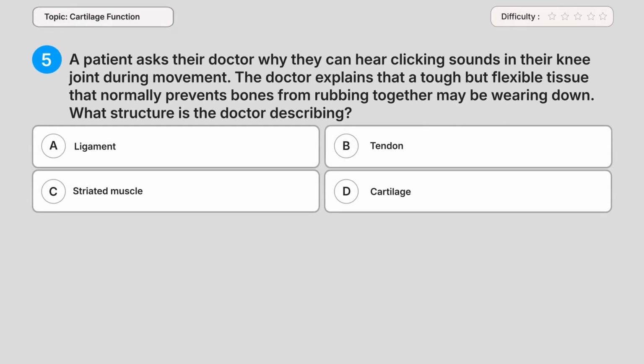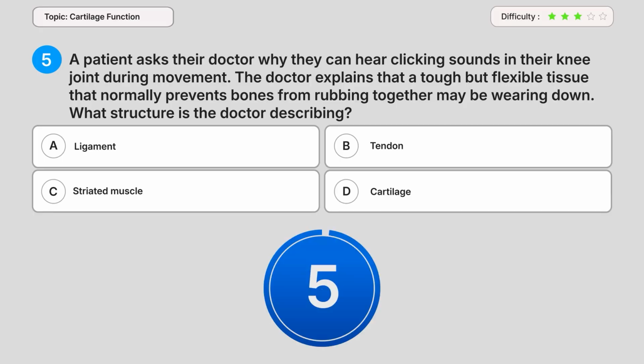5. A patient asks their doctor why they can hear clicking sounds in their knee joint during movement. The doctor explains that a tough but flexible tissue that normally prevents bones from rubbing together may be wearing down. What structure is the doctor describing? A. Ligament, B. Tendon, C. Striated muscle, D. Cartilage. What do you think is the answer?